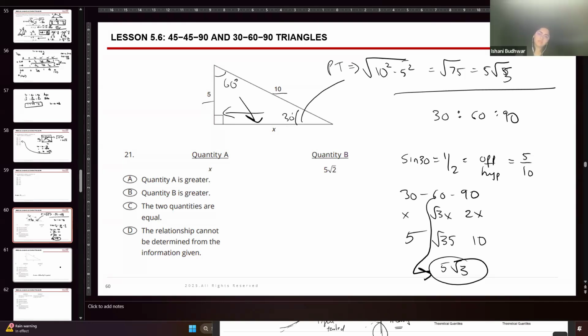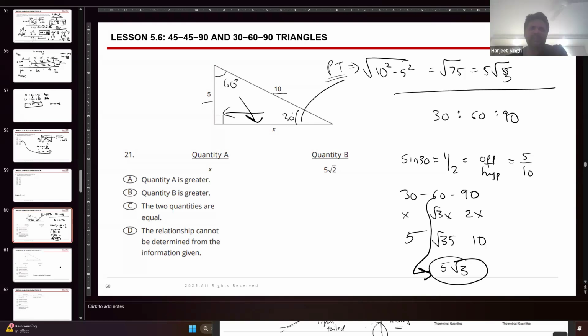So two ways of doing it, whatever is convenient to you. Best is to just apply the hypotenuse formula and apply Pythagoras. You don't have to get into thinking whether it's 30, 60. It might not always be the case. So if you want to be very quick, then just use Pythagoras theorem and get done with it.